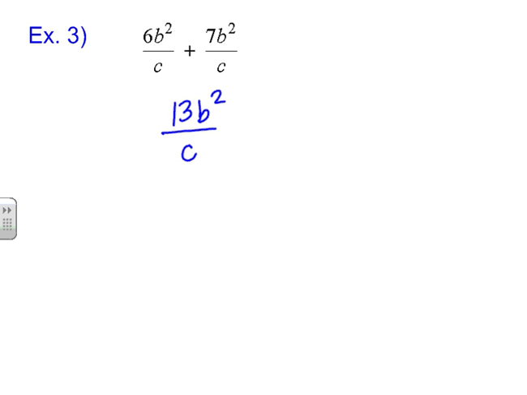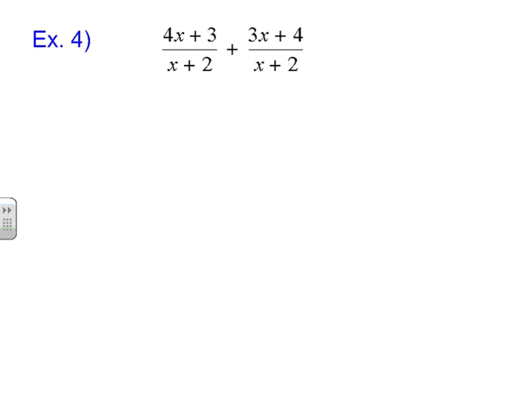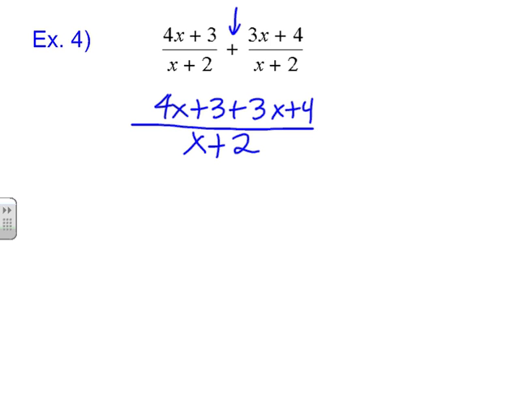Let's take it a little bit more difficult. Let's do some binomials. Here we have 4x plus 3 divided by x plus 2 plus 3x plus 4 divided by x plus 2. So we're going to keep that denominator of x plus 2, and in the numerator we're just going to write down everything we see. So 4x plus 3, because of the plus sign I can just keep writing all the way across. Then we're going to collect like terms. So we're going to look for things that are alike.